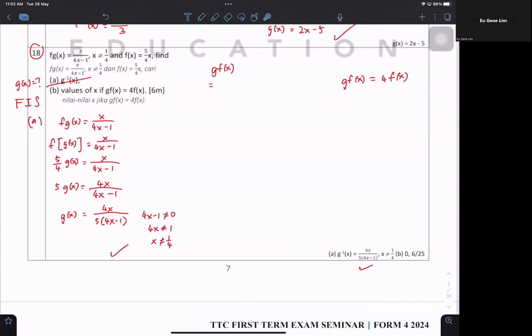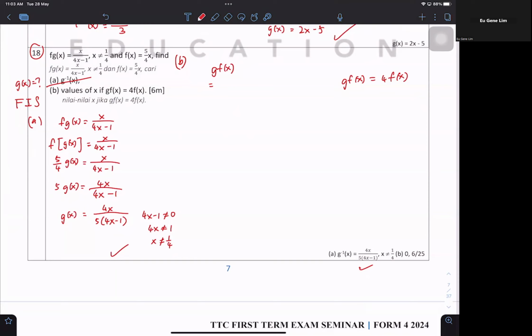Understand the idea here? Yes, of course, the question is this one. But because I don't have gfx, I don't do the question first. I put aside, I go find out what is gfx first. Step by step. FG and GF are not the same. So this one I do separately. Okay, this is question B. I go find out what is gfx first.